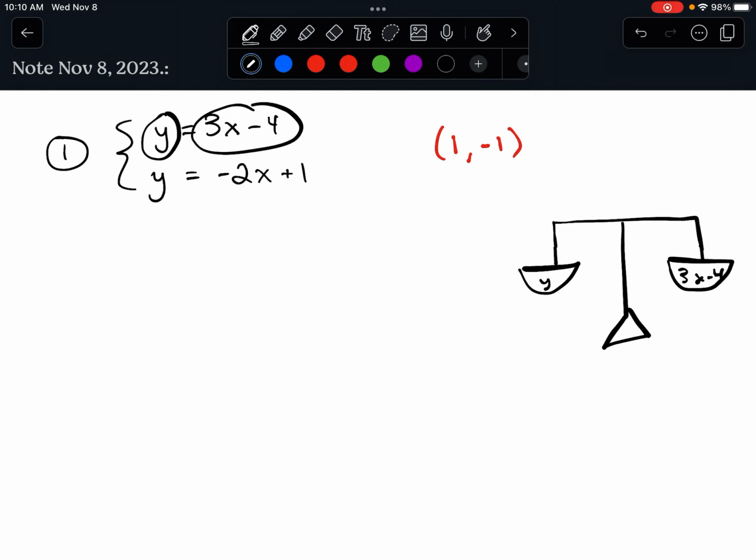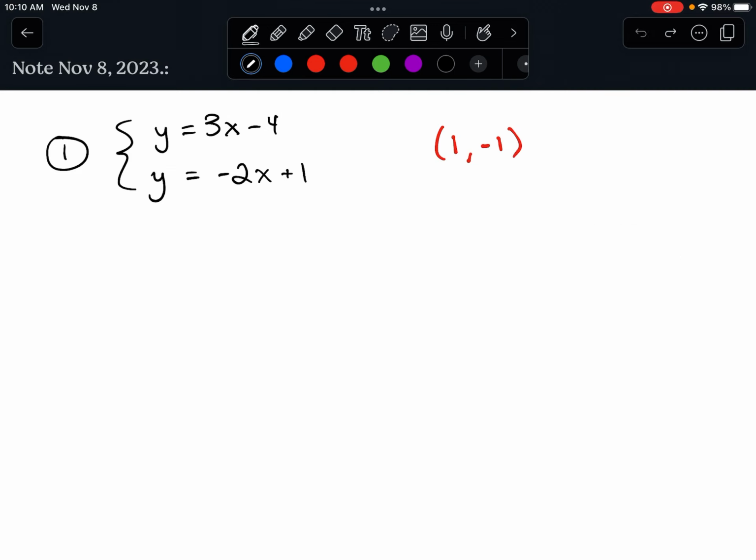So what I know is, let me erase this. If this y is equal to 3x minus 4, then this y over here must also be equal to 3x minus 4. So we can substitute this y with the 3x minus 4. I'm going to replace this y with the 3x minus 4, and that's got to equal negative 2x plus 1. I'm just changing out this y for that 3x minus 4 because that's what y equals. So now we can go ahead and solve this.